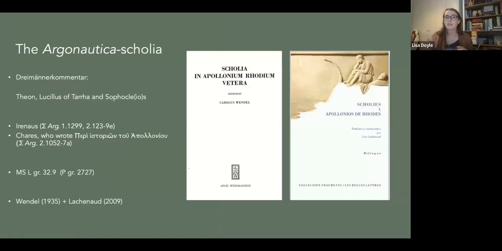So as I mentioned, the Homeric scholia derive from earlier commentaries. The Argonautica-scholia derive from a three-man commentary. And we are told this in the subscriptio at the end of the manuscript. We are given these three names: Theon, Lucilius of Tarrha, which is in Crete, and Sophocleios. So we are told that the scholia derive from the commentaries of these people.